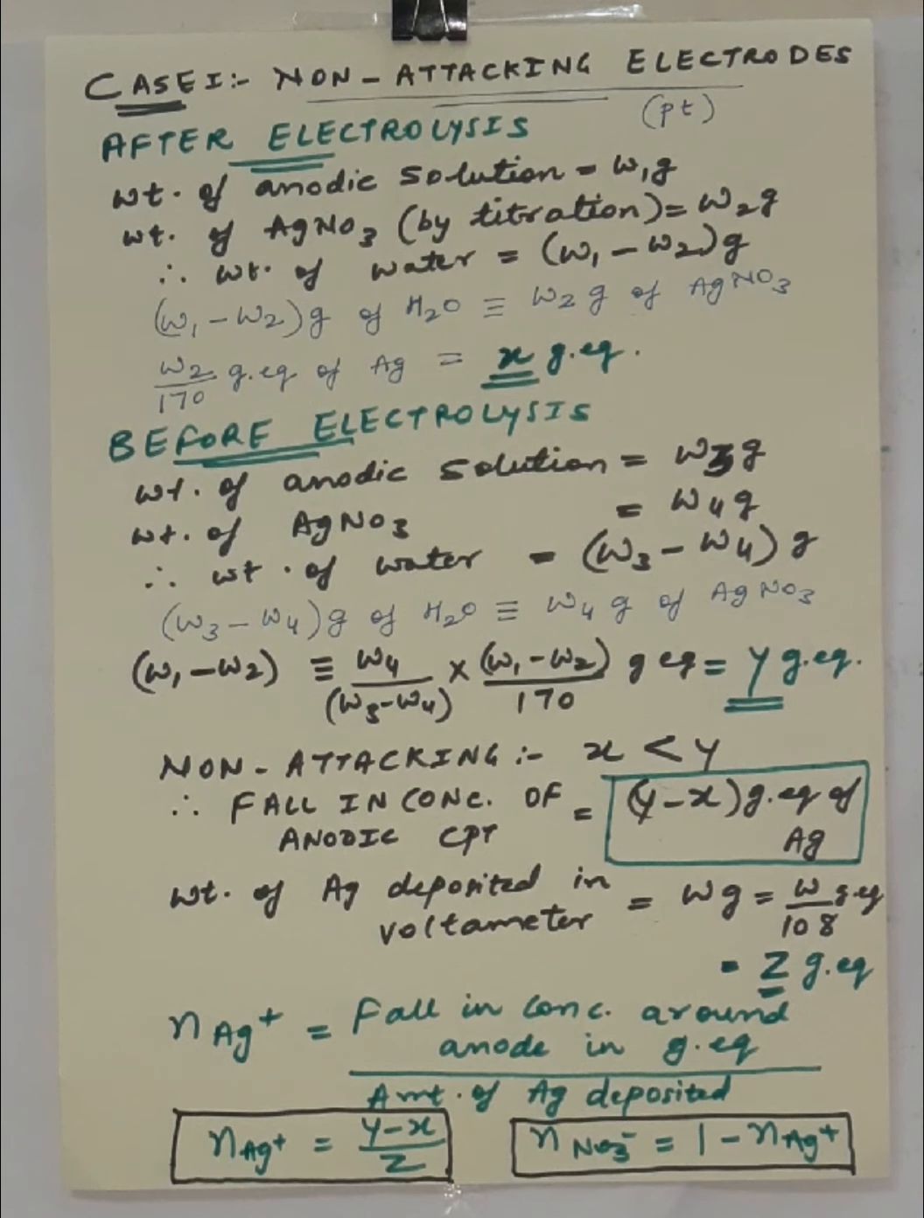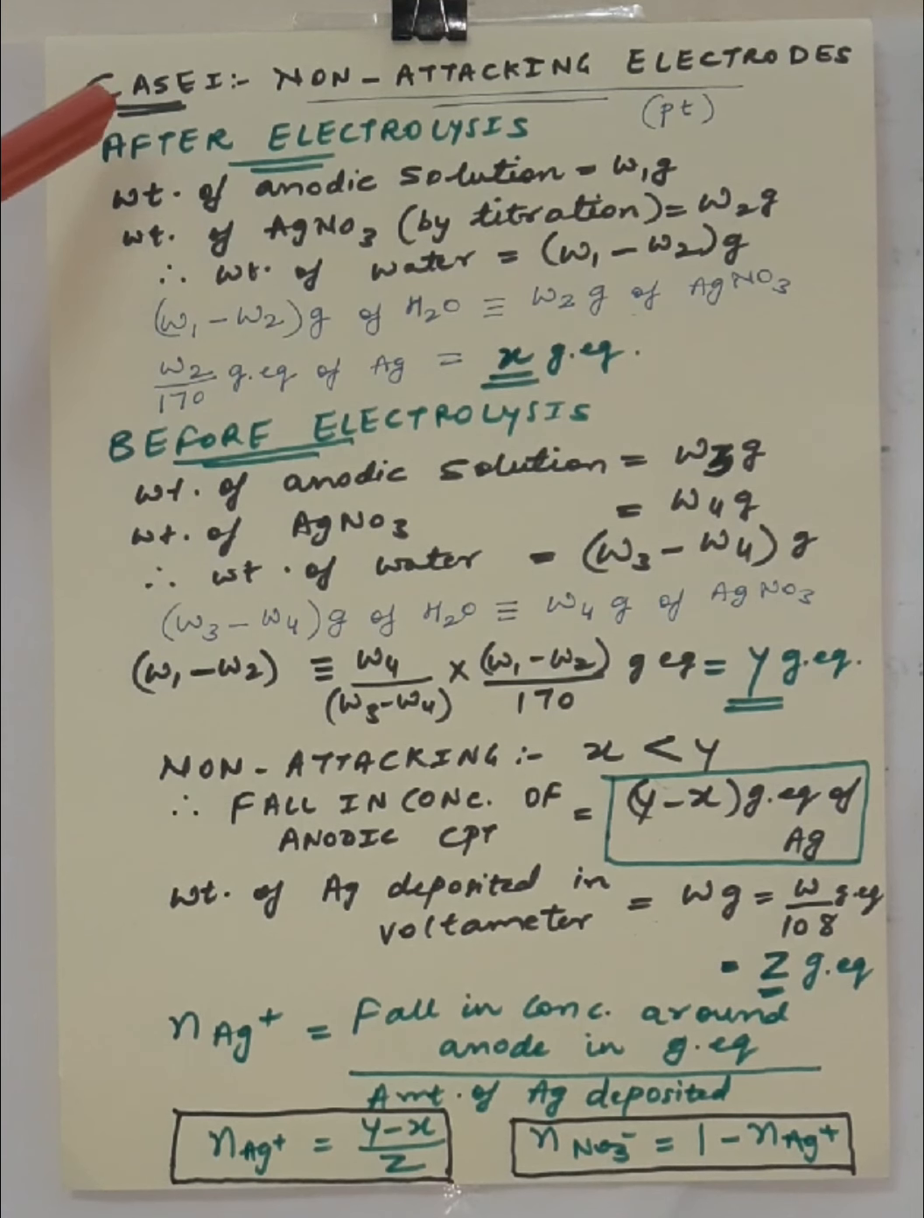When I talk about the electrodes, there can be two types: non-attacking electrodes and attacking electrodes. Let us take the first case of non-attacking electrodes. Say for example, I am taking platinum electrodes, which are inert electrodes. So no ions are going to interact with such electrodes when they are present within the experimental setup. In this case, again we have to divide it into two parts.